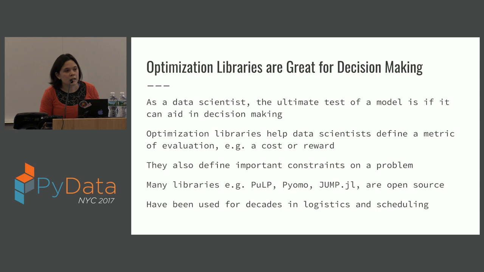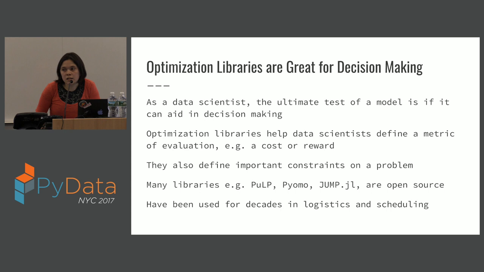But I think the thing I would like you all to take away is that optimization libraries are really great for decision making. Personally, as a data scientist, decision making is often the thing that we end up being most helpful to our peers. So optimization is a really great way of aiding in decision making because it allows us to define a metric of measurement for cost or reward that we can compare across different options. It also allows us to define the constraints of a problem that might be important, which helps us have a good conversation with members of our team or other researchers we work with.